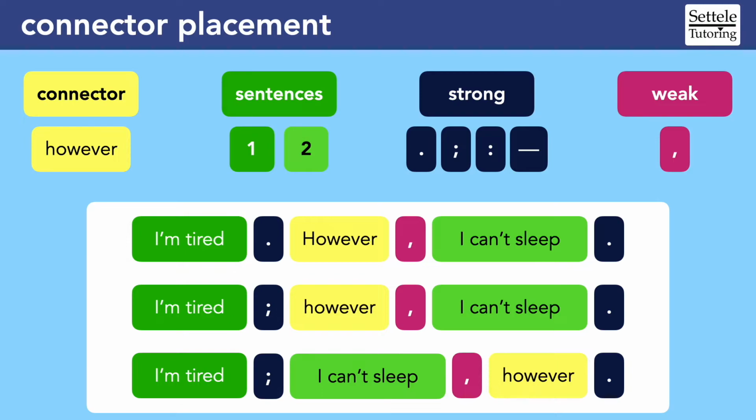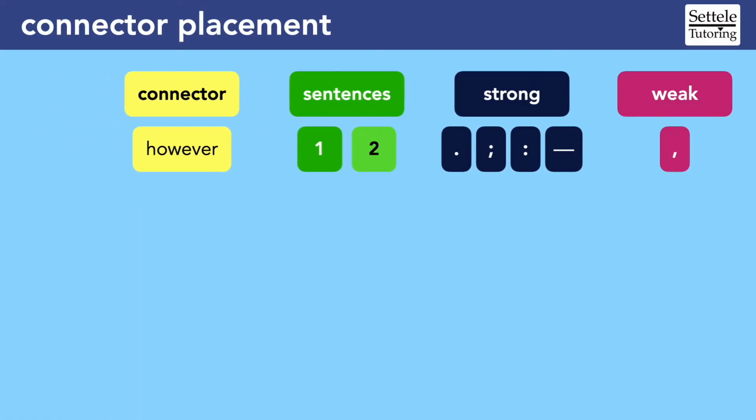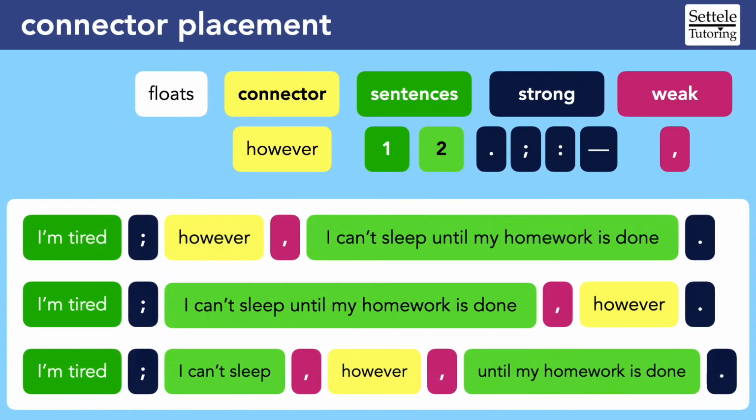The third example shows us why however is more complicated than the word but. Connectors like however can float around a sentence. They don't have to be placed at the transition point between the sentences. We can really see this property in action with some longer sentences. Not only can however begin a sentence, but it can also end one. Or it can even interrupt a sentence, using two commas instead of one to show the interruption. In all three cases, the meaning is the same.